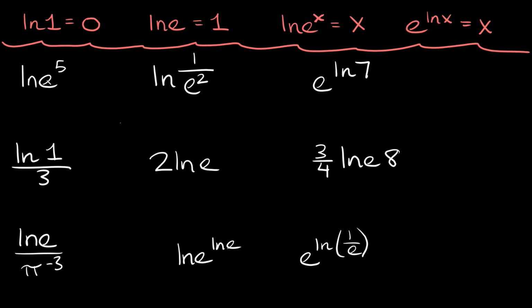We have the natural log of e raised to the 5th power. This is a case of the third rule: the natural log of e raised to some exponent is equal to simply that exponent. So here, the natural log of e raised to the 5th is equal to simply 5. Not too bad. Now here we have the natural log of 1 over e squared.